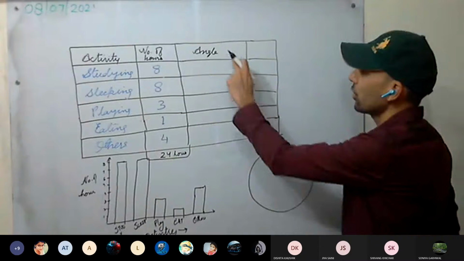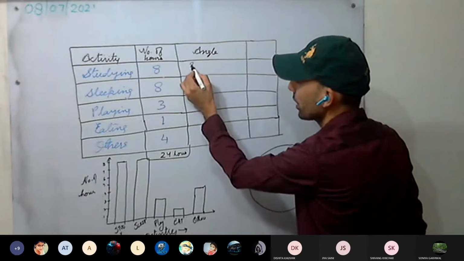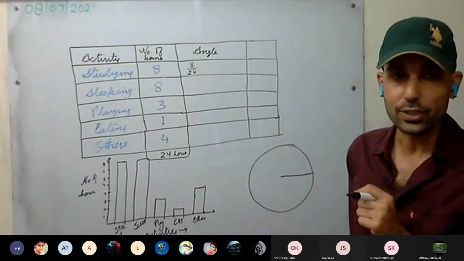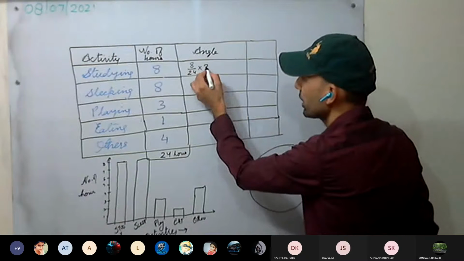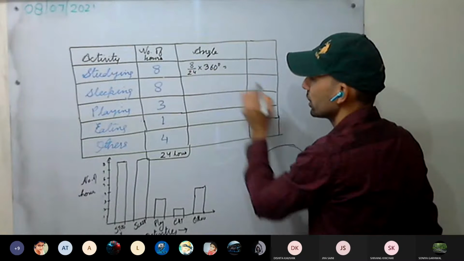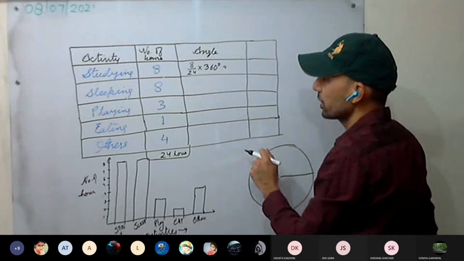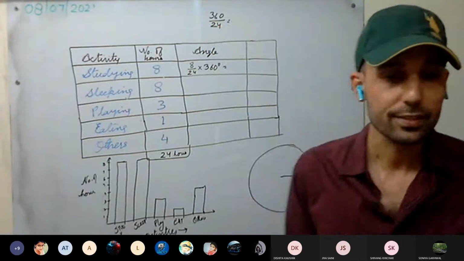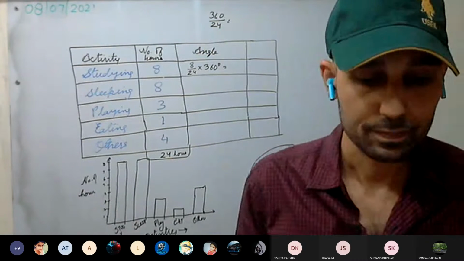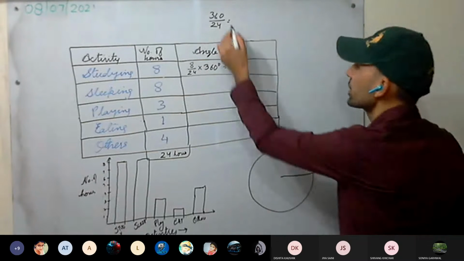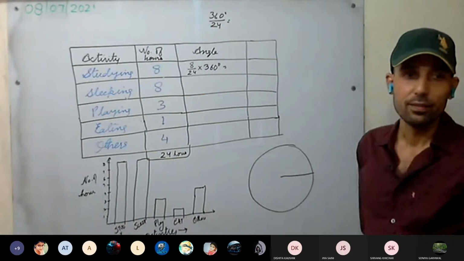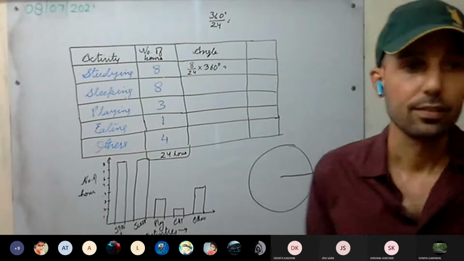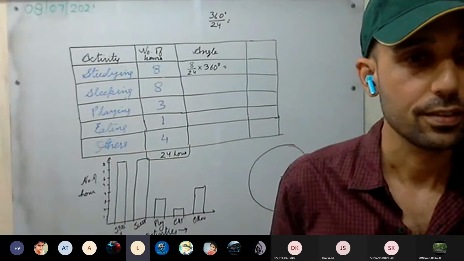How to calculate the angle? It is 8 out of 24. We calculate the fraction. And out of the angle, how much is it? We'll do this one: 360 divided by 24. Tell me how much it is. Calculate it, 360 divided by 24. Calculate and tell. How many degrees is it?